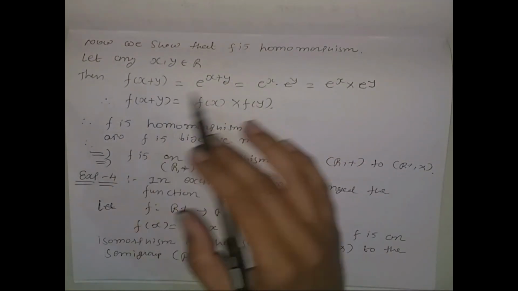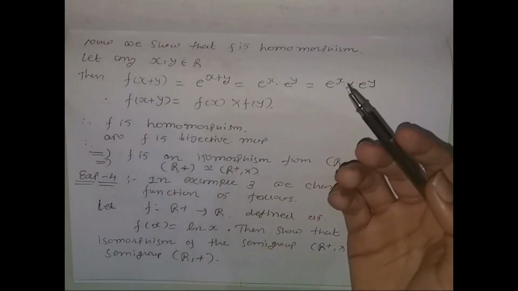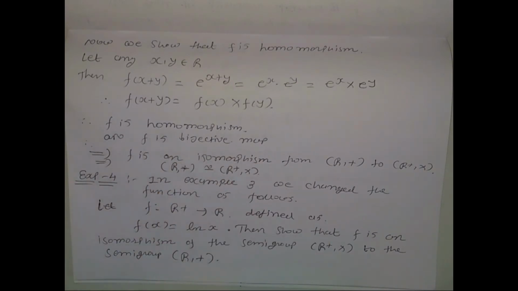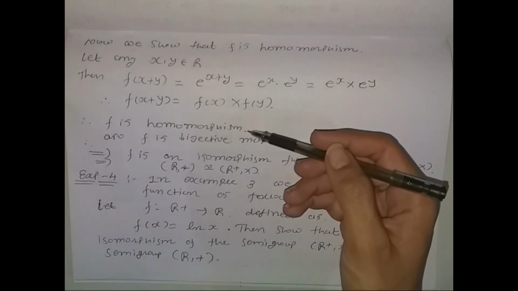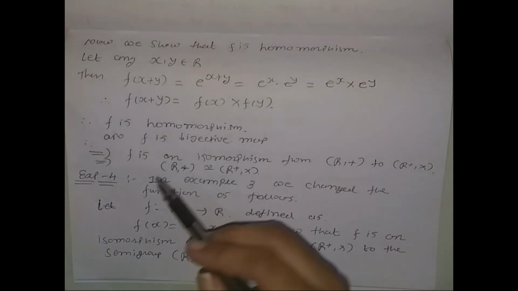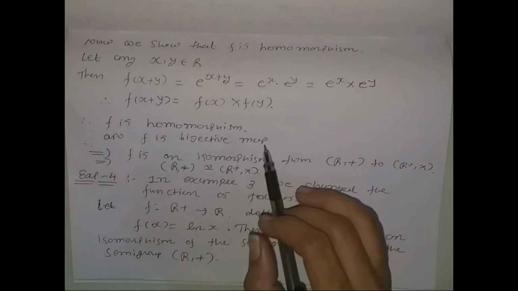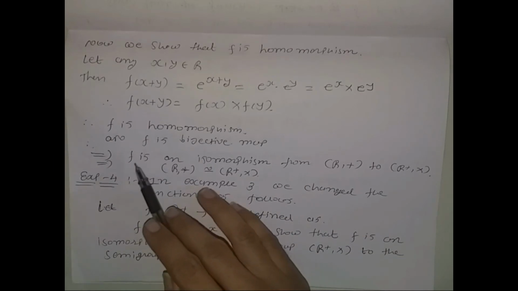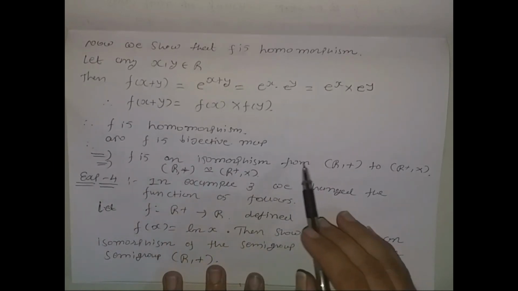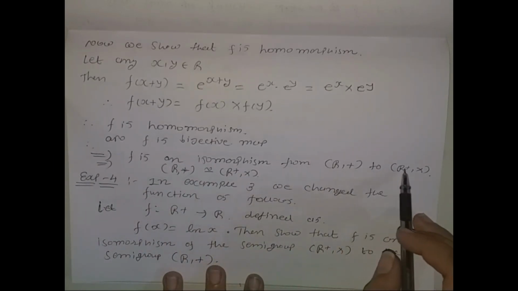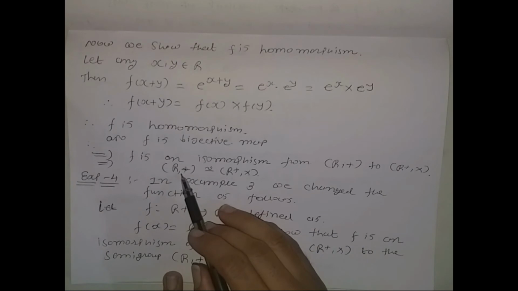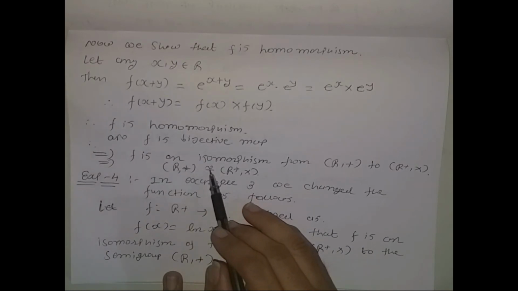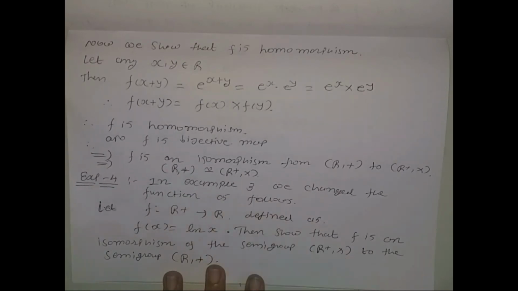Okay, so this is the simple step, you can understand easily that f is a homomorphism. Also f is a homomorphism, also it is 1-1 and onto. So f is a bijective map. Okay, hence f is an isomorphism from r plus to r plus product. Okay, r plus cross. So r with addition is isomorphic to r plus with multiplication.